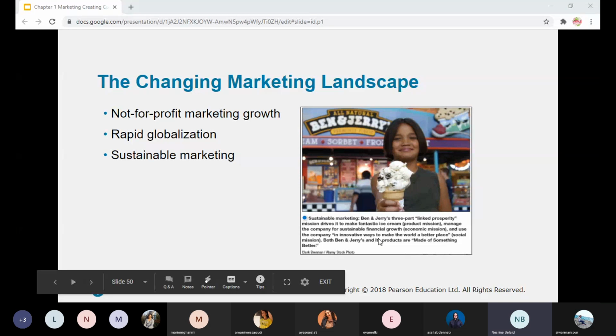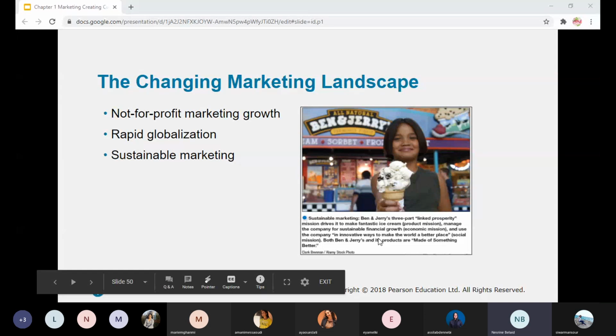So, the new marketing challenges. We have the emergent challenges: non-profit marketing, which we were talking about, globalization, the changing world economy, ethical concerns, and the new marketing landscape of information technology. Those are what we call the new marketing challenges.